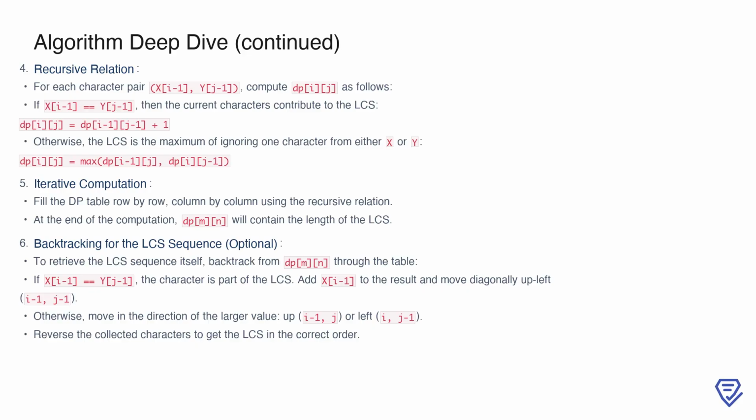Additionally, if we want the LCS sequence itself, we can backtrack through the table starting at dp[m][n]. When the characters match, we include that character in the LCS and move diagonally up left in the table. Otherwise, we move in the direction of the larger value, either up or left. Reversing the collected characters gives the final LCS in correct order.